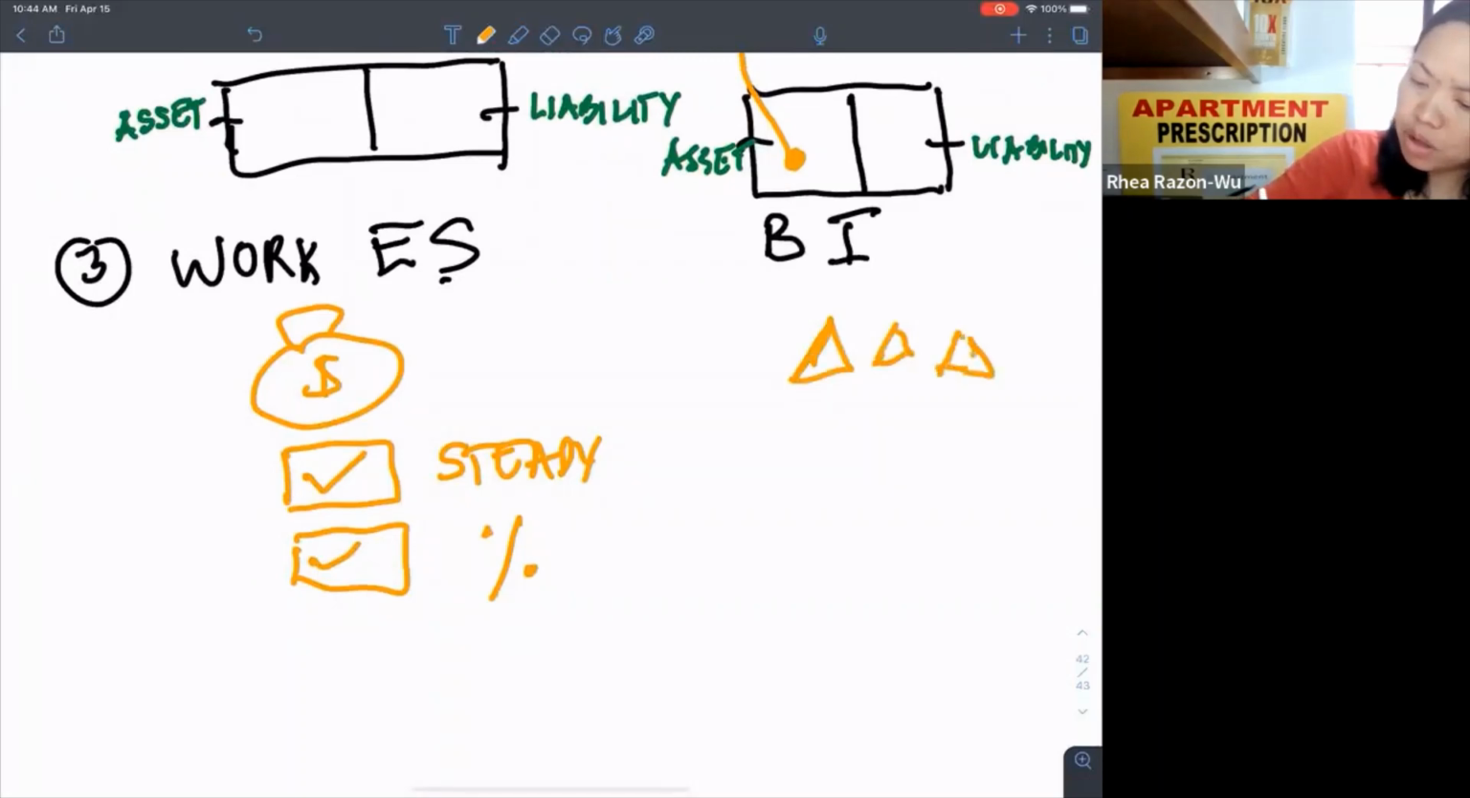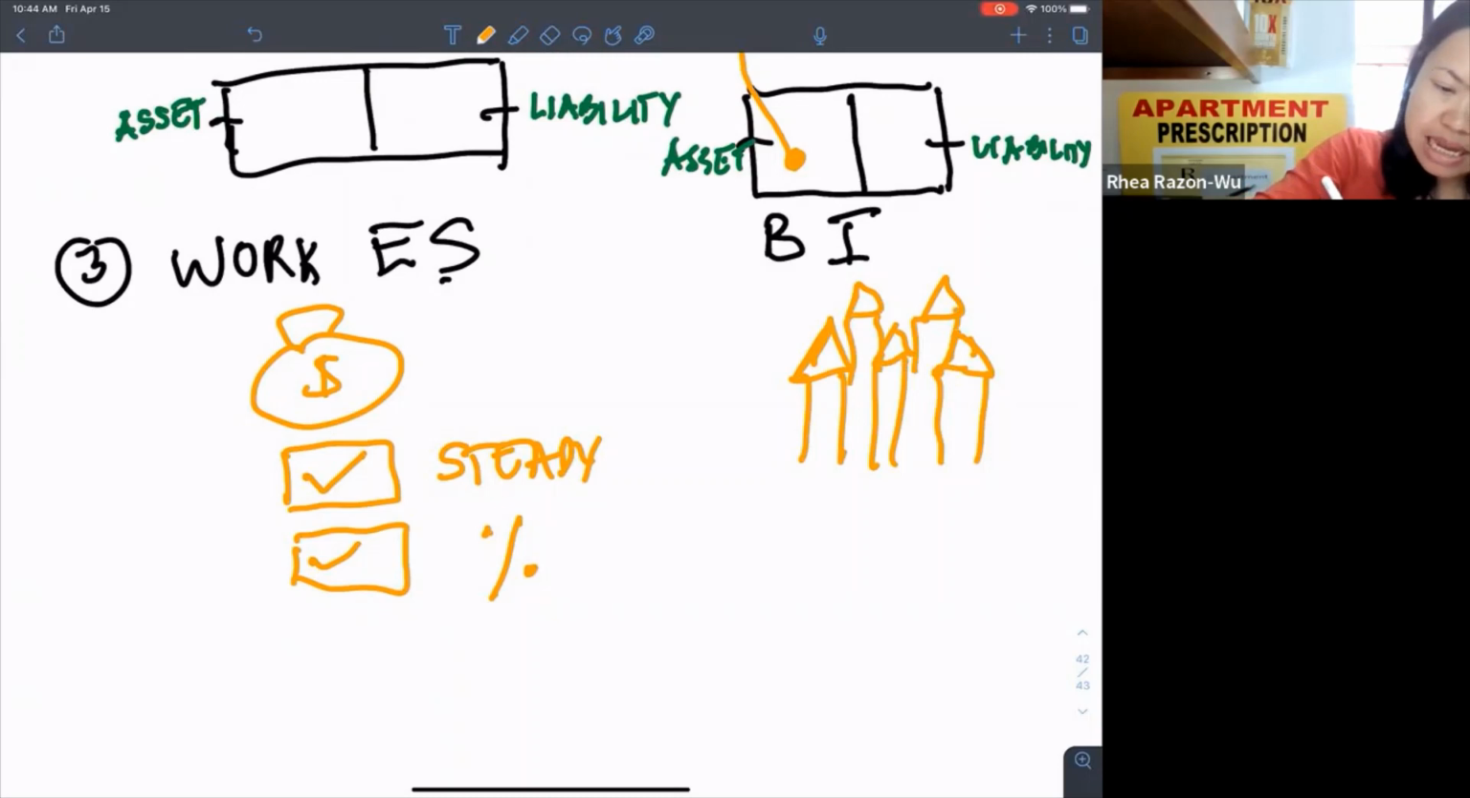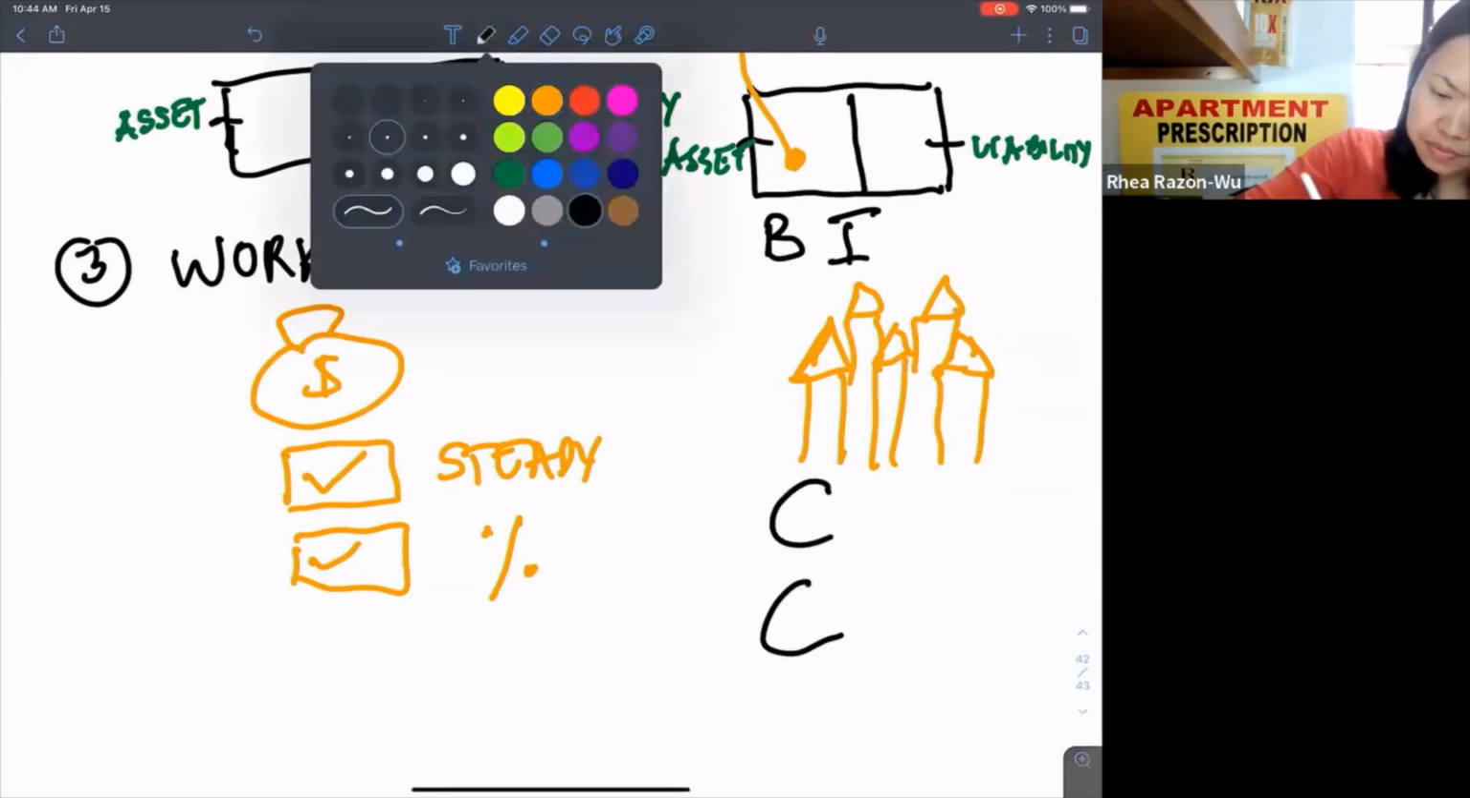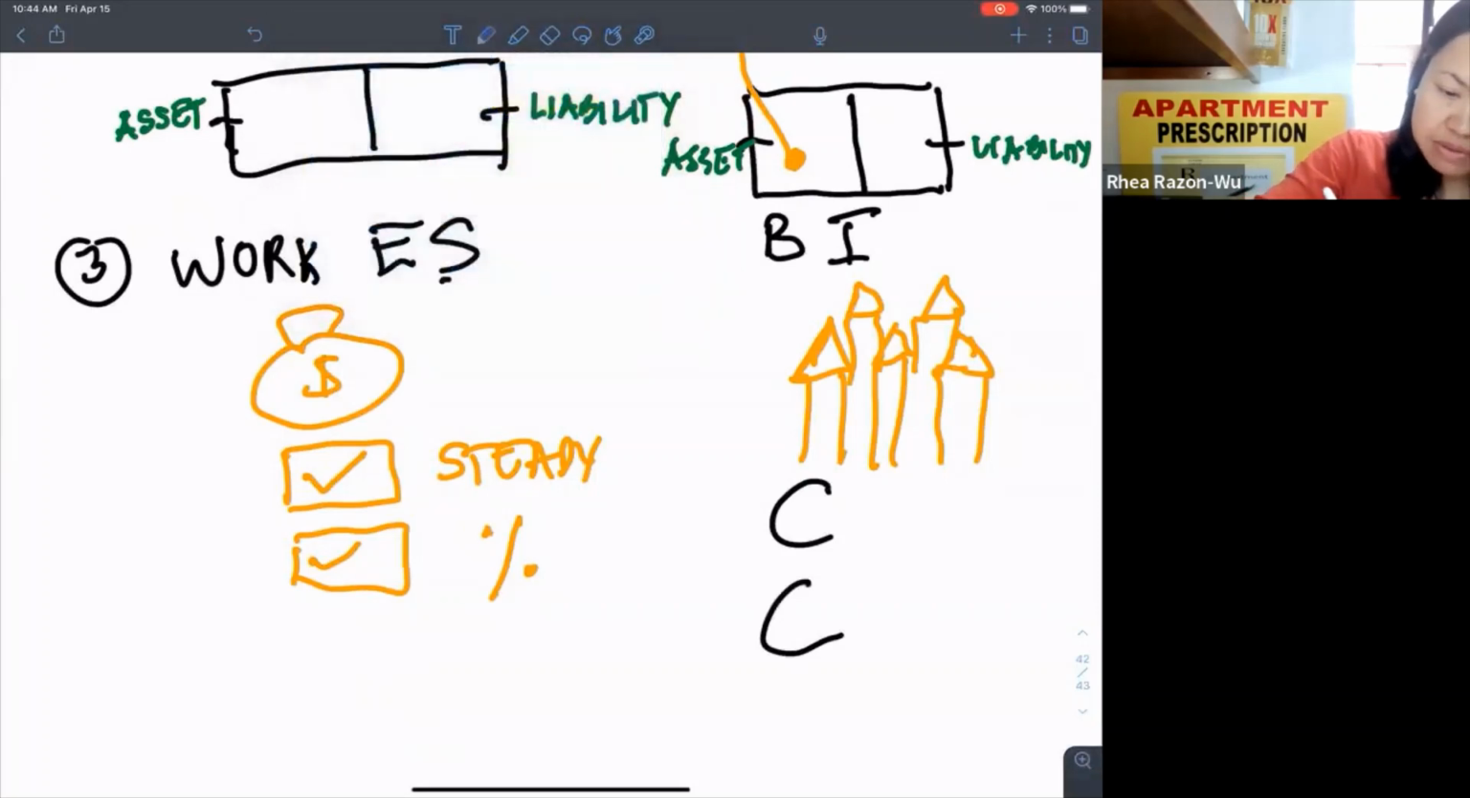And I have my small triangles, my big triangles on the B and the I, which is the big business and the investors. And I have a straight line going up.